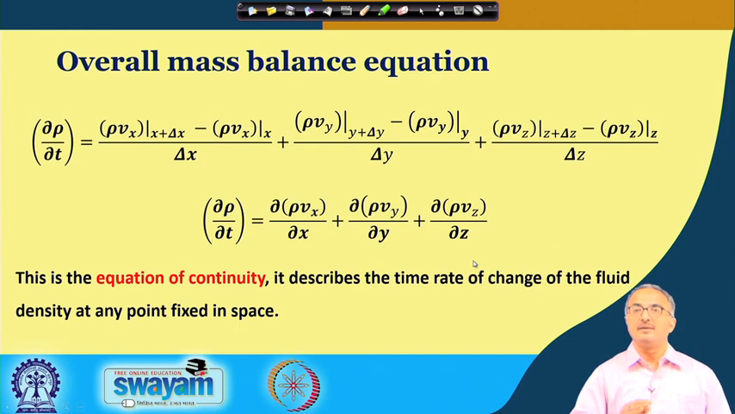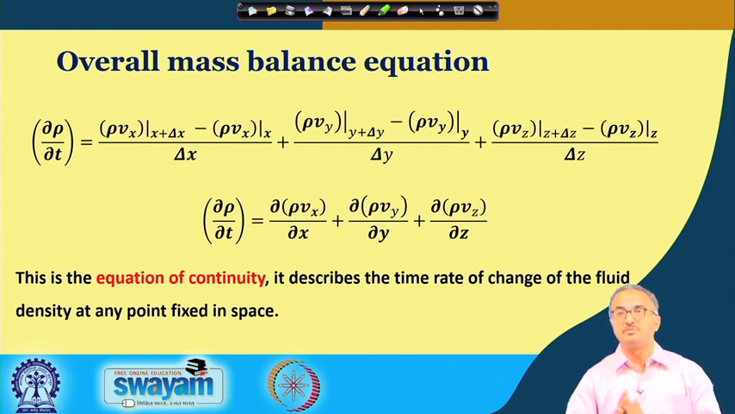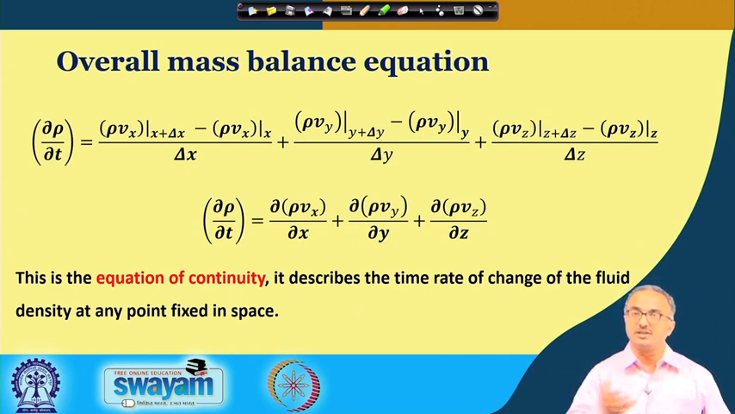Continuity means that mass is continuously distributed and there is no gap between the mass. That means there is no hollow space between the masses. That is why it is continuity. It is continuously going in or going out. So, this is basically the mass conservation for the overall system.